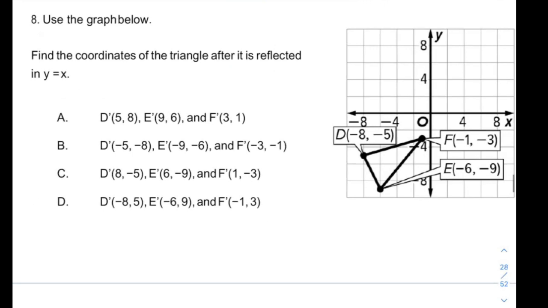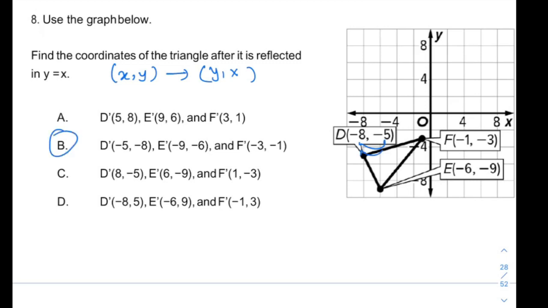Use the graph below. Find the coordinates of the triangle after it's reflected in y equals x. In y equals x, simply what will happen? Just flip, interchange the x and the y. So let's check one of the coordinates. For D, (-8, -5), it will be (-5, -8).